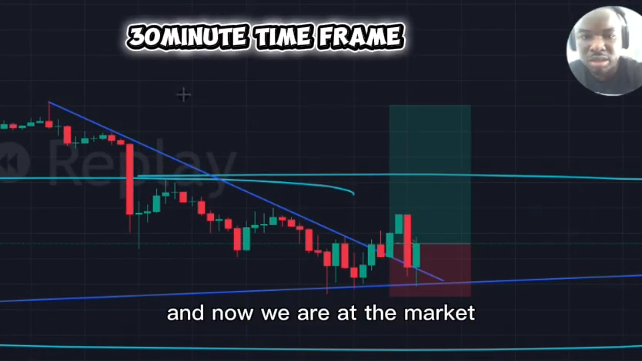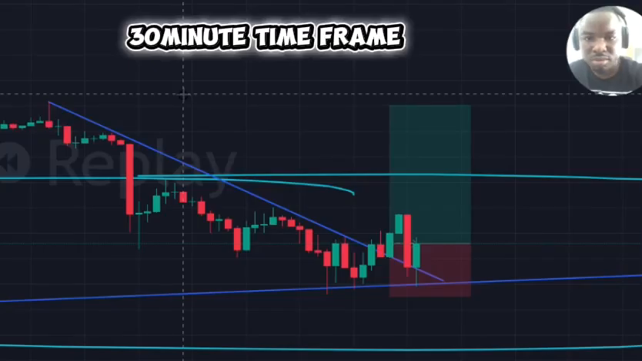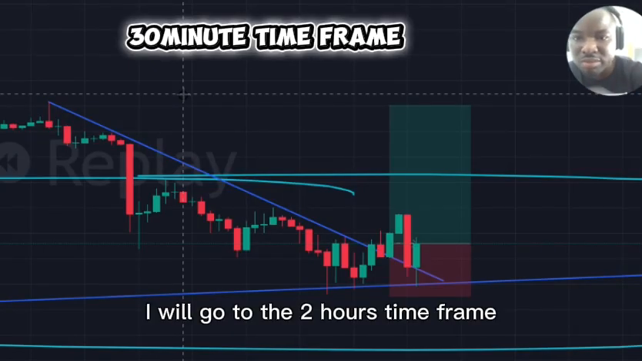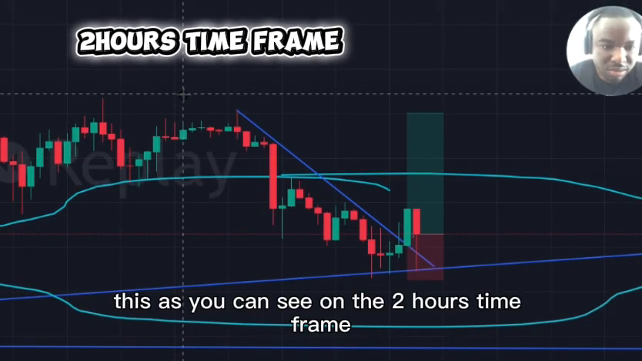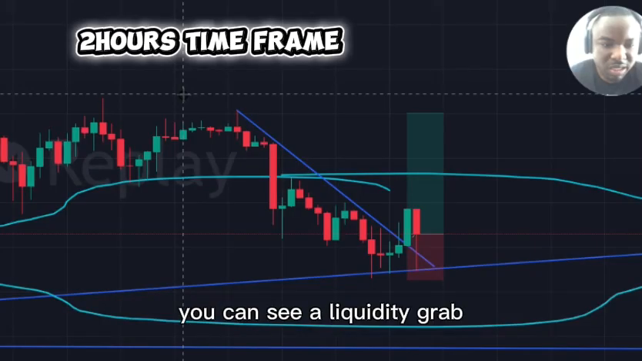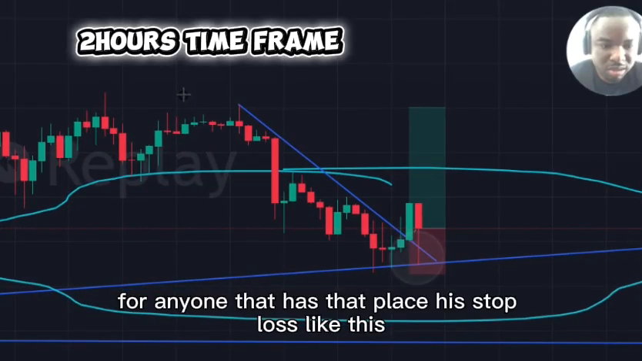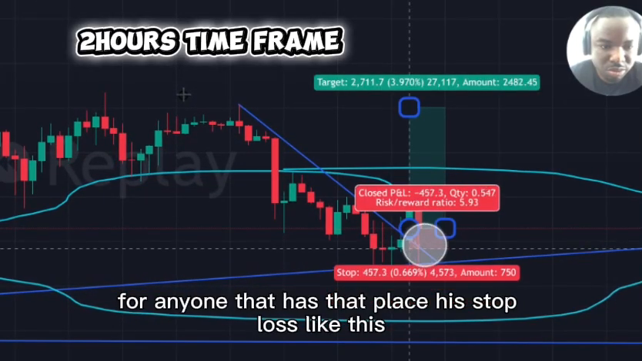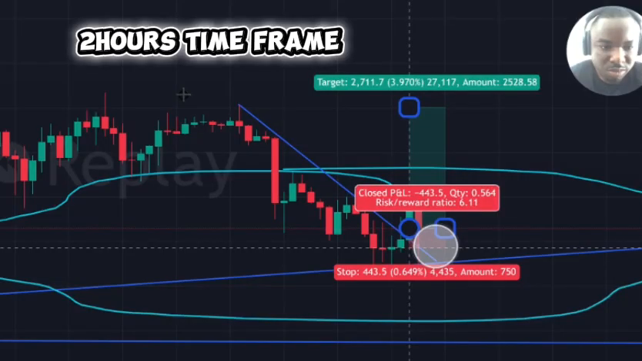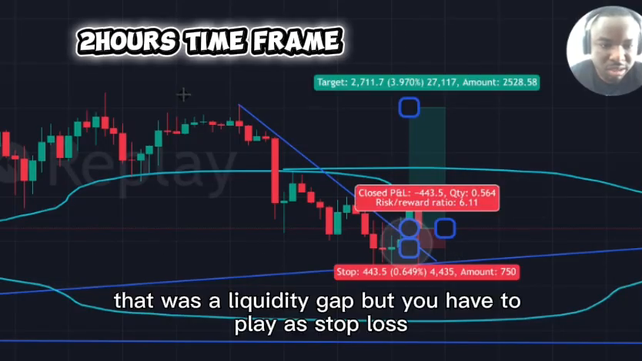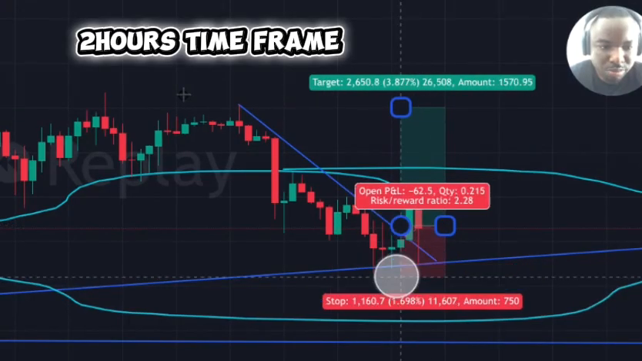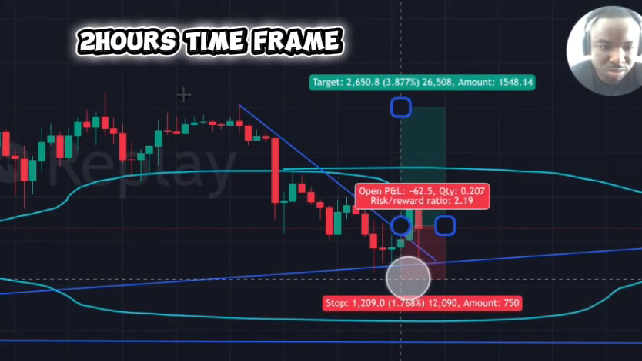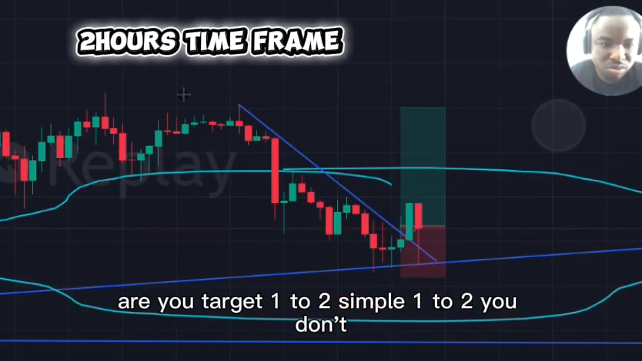And now we allow the market, and we go to the 2 hours time frame to see what the 2 hours buyers are seeing. As you can see on the 2 hours time frame, there is a liquidity grab. This is a clear liquidity grab for anyone that places a stop loss like this. But you have to place your stop loss below this previous low, and you target 1 to 2, simple 1 to 2.